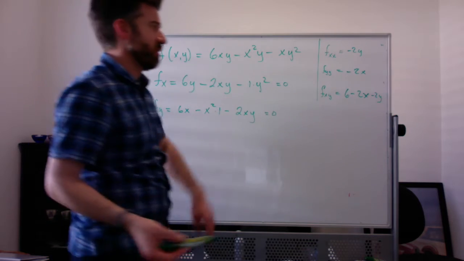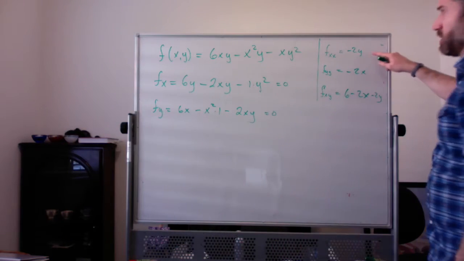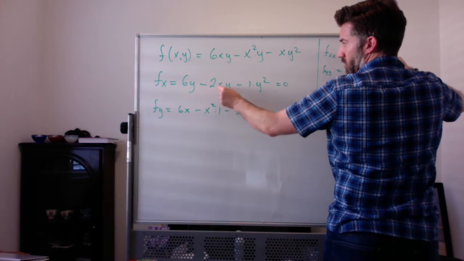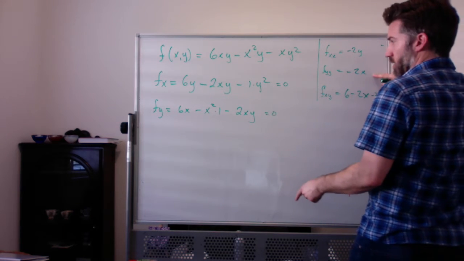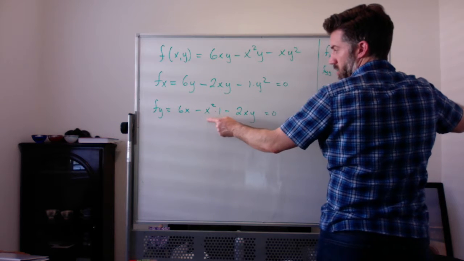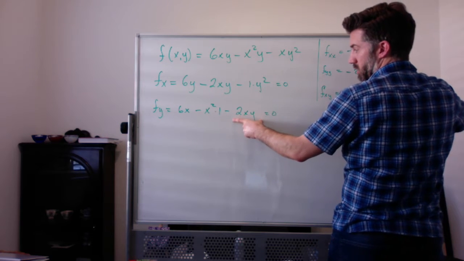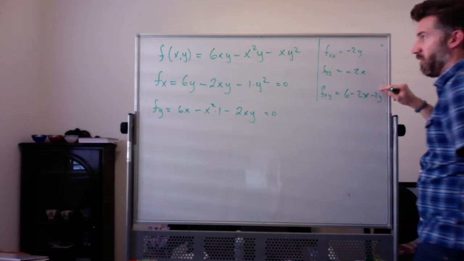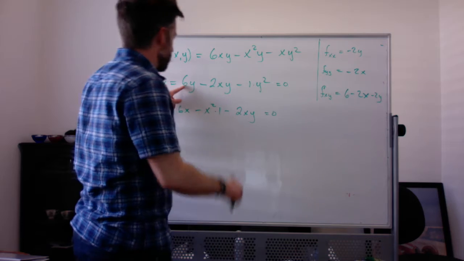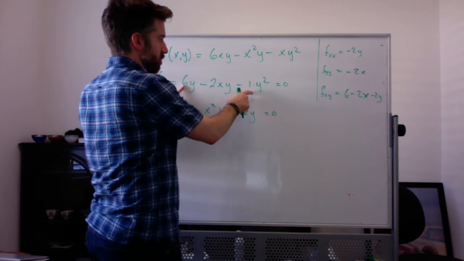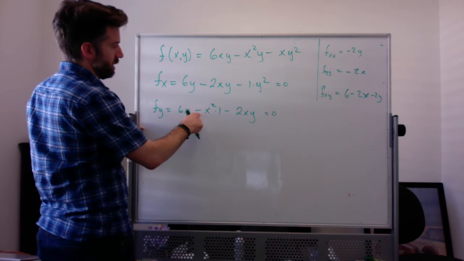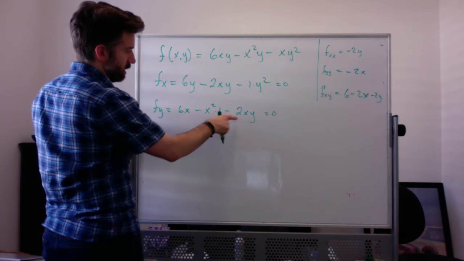Also, my second partials are over here. Fxx is negative 2y, right? The derivative with respect to x is just negative 2 times y. Fyy is just going to be negative 2x, right? Derivative of y here is 0, and derivative with respect to y here is negative 2x times 1. And fxy is actually complicated. The derivative with respect to y is 6 minus 2x minus 2y. Same deal here. If this is fyx, you would get 6 minus 2x minus 2y.